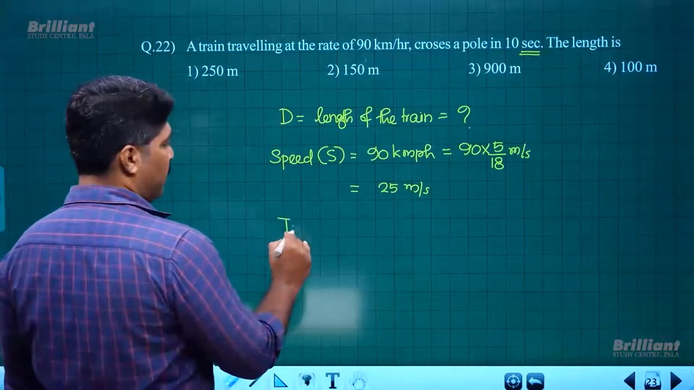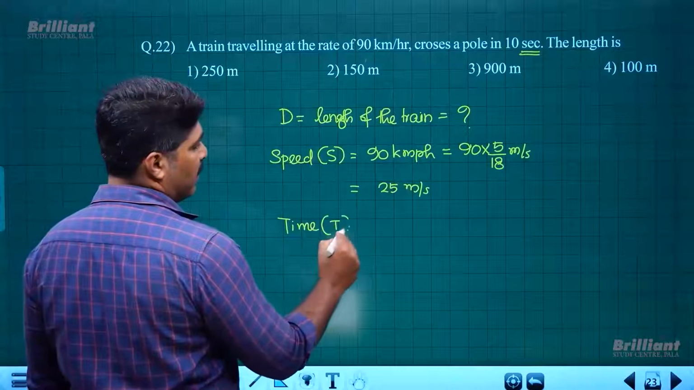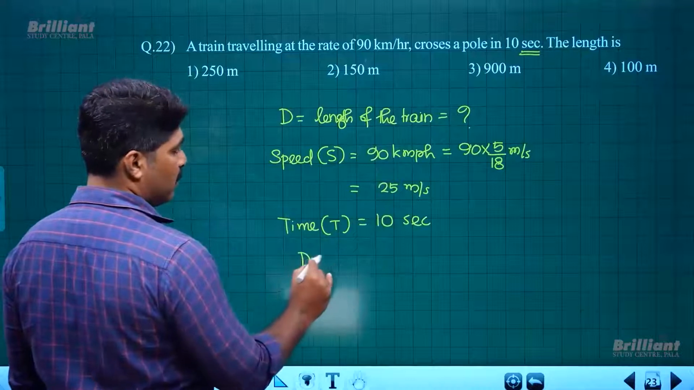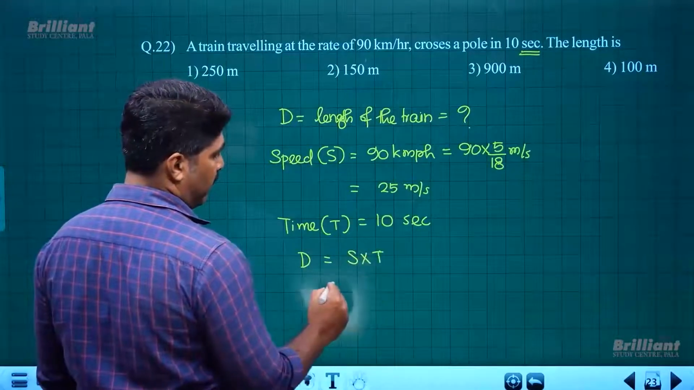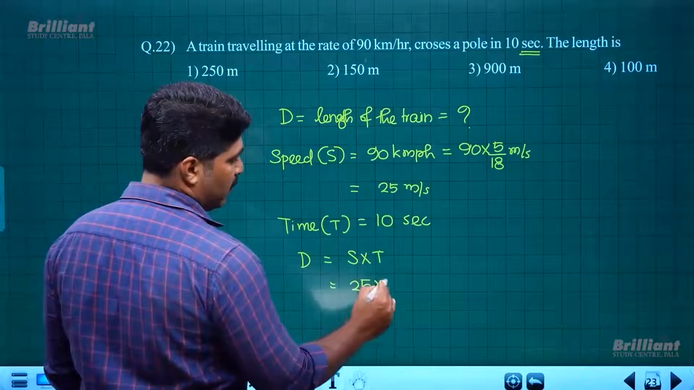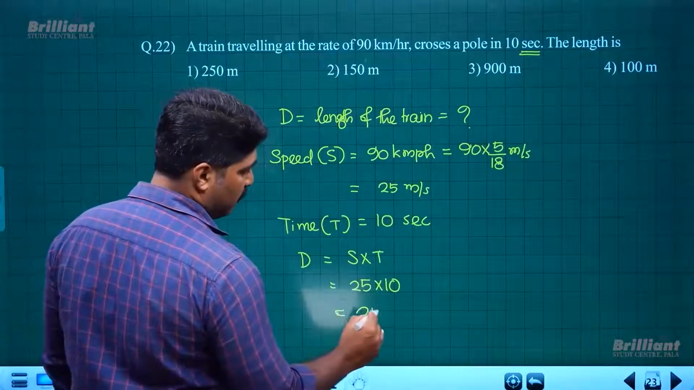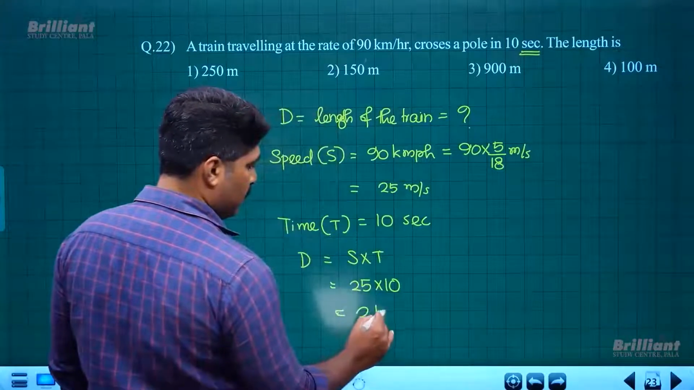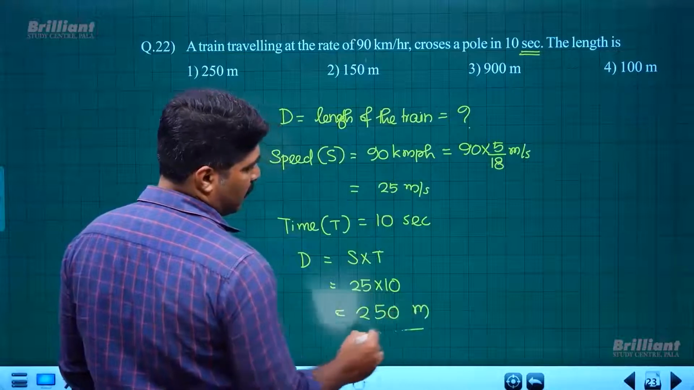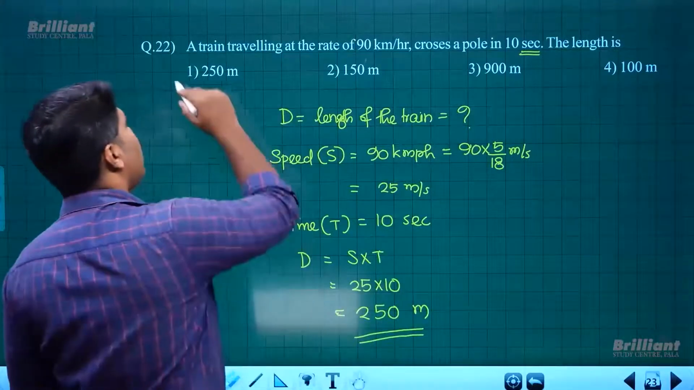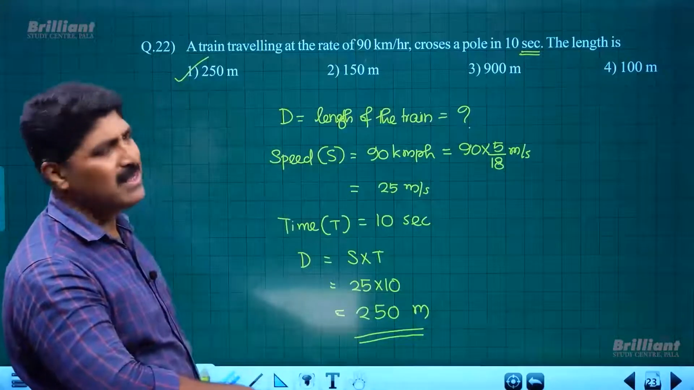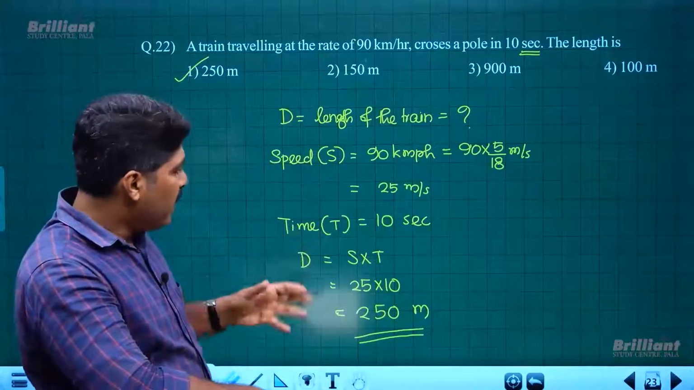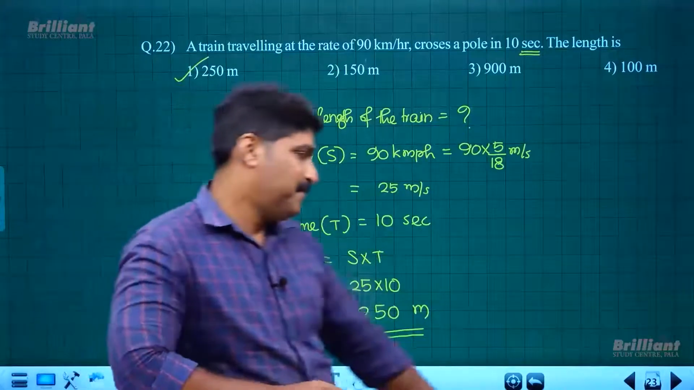And the time taken for covering this distance, that is t, is 10 seconds. So what is the length of the train or distance? That is speed into time. So that is 25 into 10, which is equal to 250 meters, right? 250 meters. That is the length of the train. So in this context, distance is nothing but the length of the train, and we can find it through this result: speed into time.